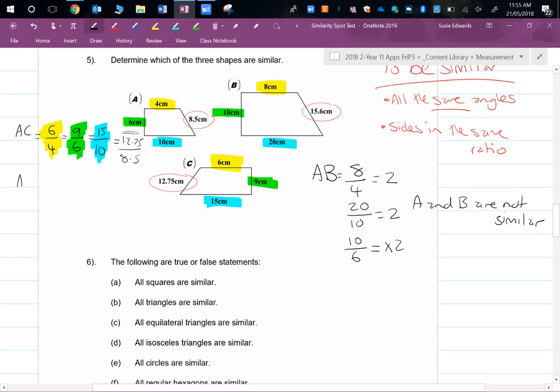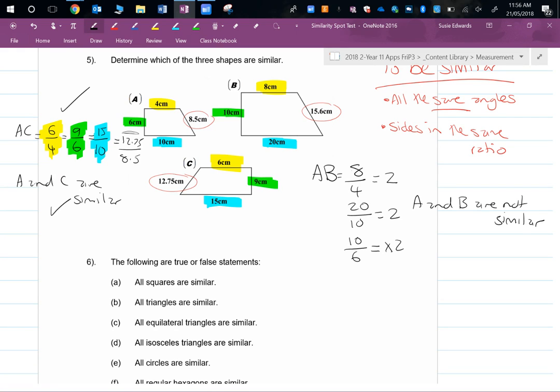Yes, so A and C are similar. I'll give you a mark for the working out. You need to actually prove it, and a mark for saying A and C are similar. Now B and C aren't as well. And since it's only worth 2 marks, we shouldn't have to show.